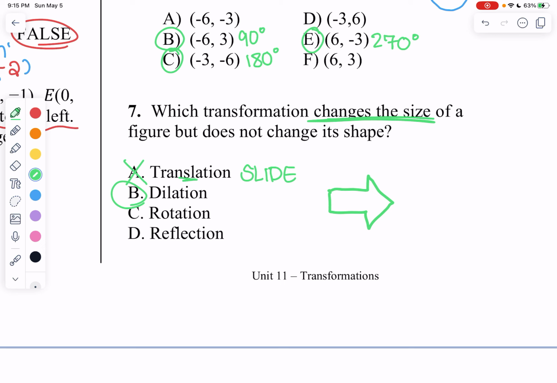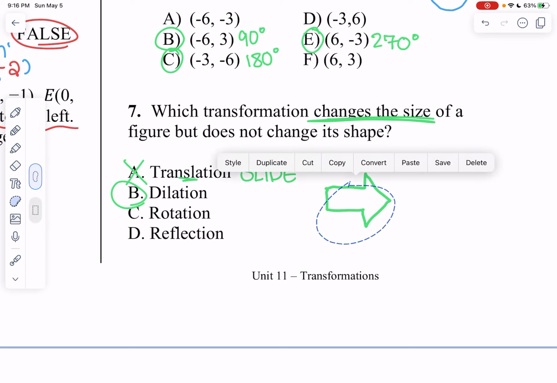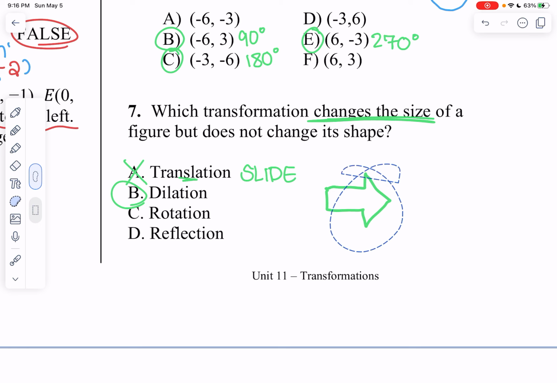But just to be safe, we'll talk about C and D. So C is rotation. I did not think this through. I did not think how I was going to, well, okay.